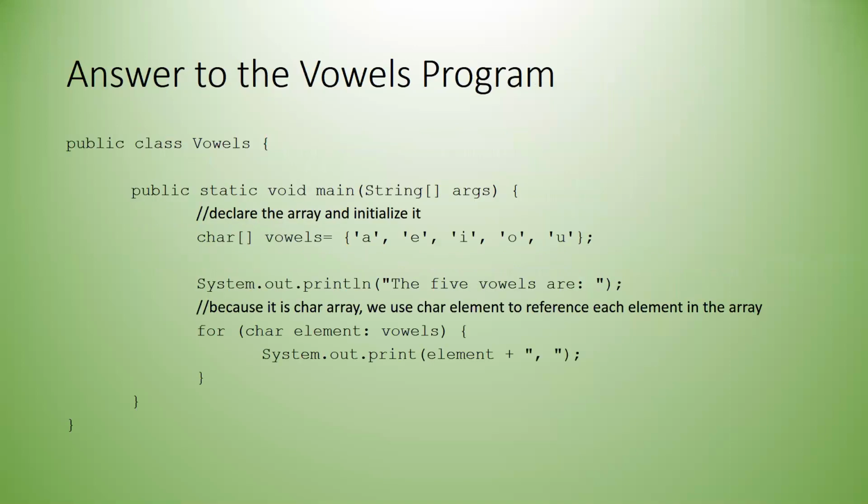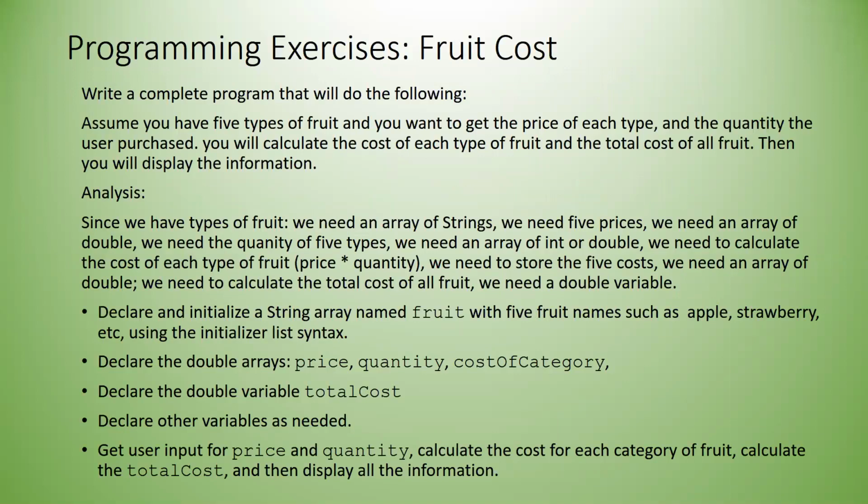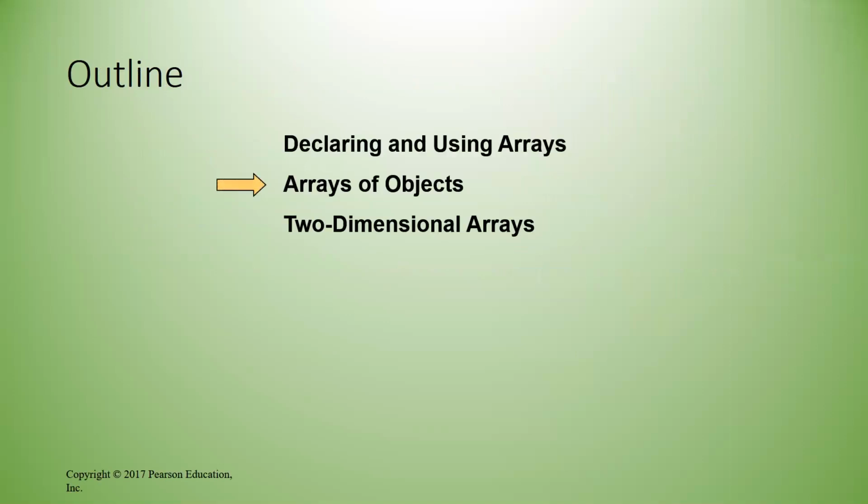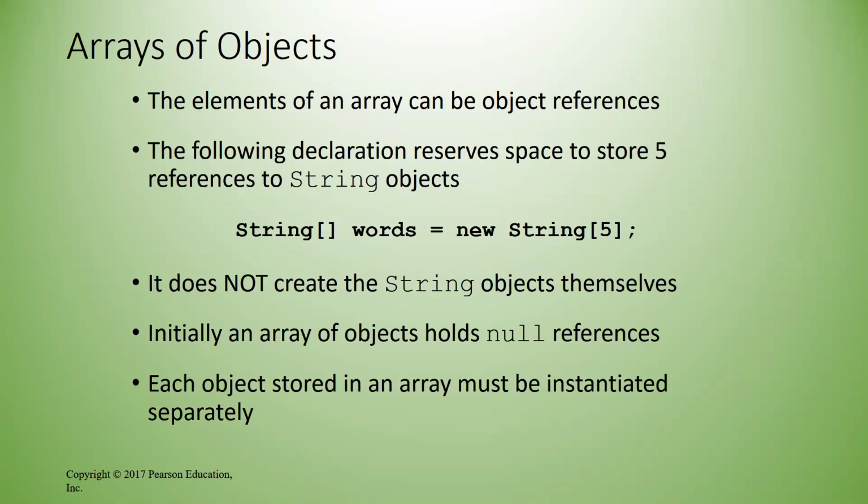Oh, I have it here. Okay, we will not do this. I have a video for this, so you can look at that. Arrays of objects. Obviously we discussed this already. String is an object, it's a class, so you can declare an array of objects also, right? New String, and so you have 5 strings. It does not create the string objects themselves. So that means currently each element is null, it's empty.